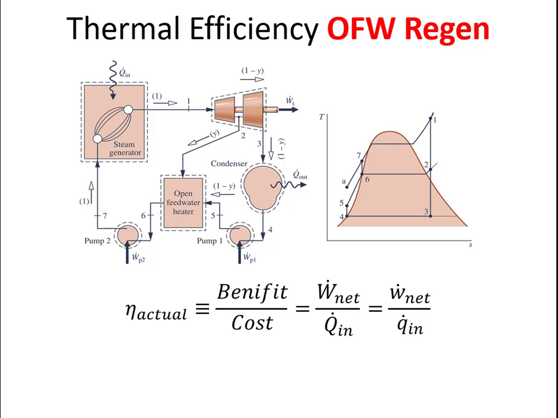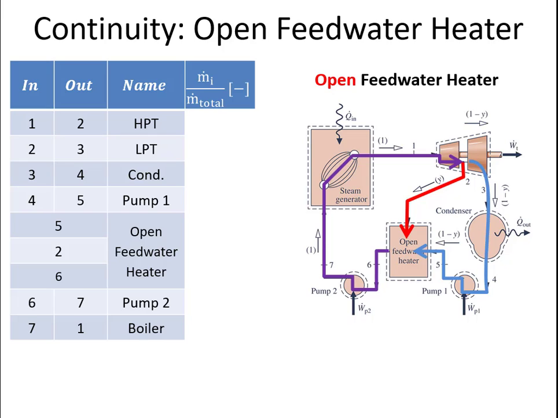So in our open feed water heater, we're still going to look at thermal efficiency as being the benefit over the cost, which in this case is the net work divided by the heat in. So what I like to do is make a table like this so I can track where we are in terms of the mass flow rate that's going into each part. The last column here is the mass flow rate at this state divided by the total mass flow rate. So the parts on the purple line get 1.